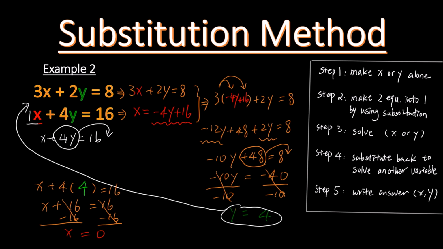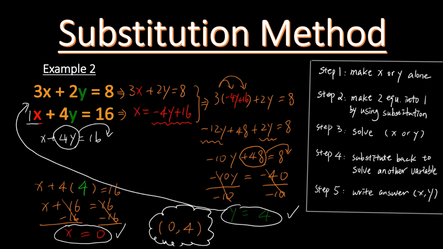Here we have the x value and we have the value of y. We are able to write the answer as a coordinate point, which is 0, 4. And this is the answer for example 2.